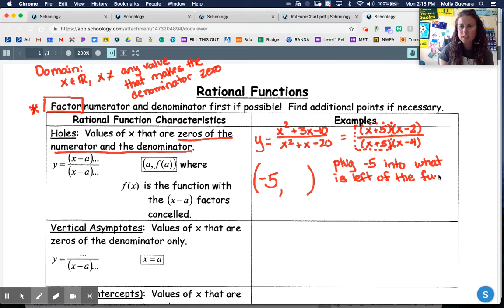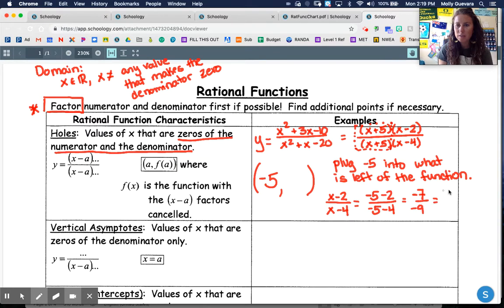Sorry, my handwriting is getting a little bit out of control as my pen starts getting jumpy here. Okay, so here I have x plus 5 over x plus 5. So I'm just going to cancel that, and what's left is x minus 2 over x minus 4. So I'm going to plug negative 5 into that. So negative 5 minus 2 over negative 5 minus 4, and I get negative 7 over negative 9. The negatives can cancel, and I get 7 over 9. So the hole here occurs at the point negative 5 comma 7/9.